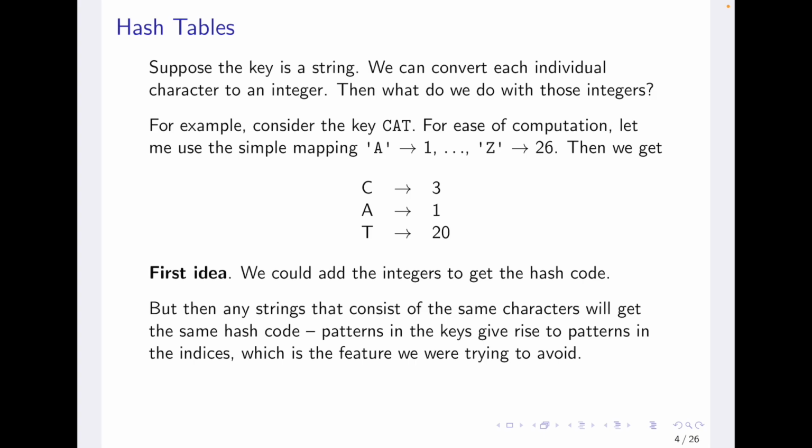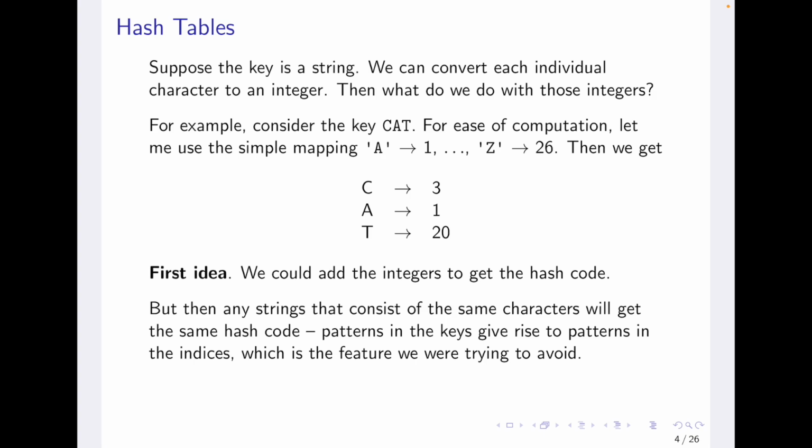The first idea is that you could add up all the integers to get the hash code. So if you want to hash the key cat, you'd cast C, A, and T into integers. We're using a simpler mapping than Java would use in practice, where each letter just gets cast to its position in the alphabet. But like I said earlier, the exact mapping doesn't really matter, only the fact that it is a mapping. So you cast each character to an integer, add those integers together, and then that could be your hash code.